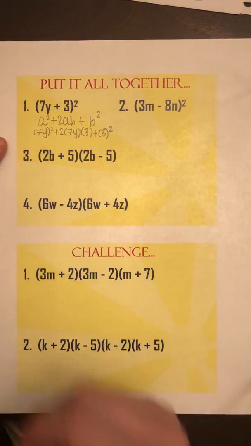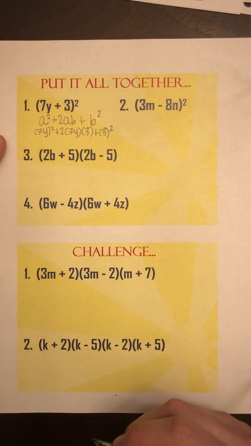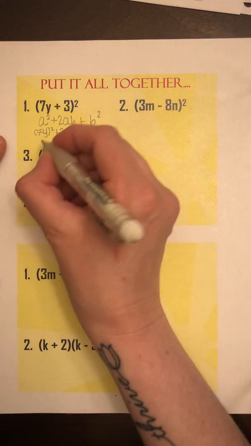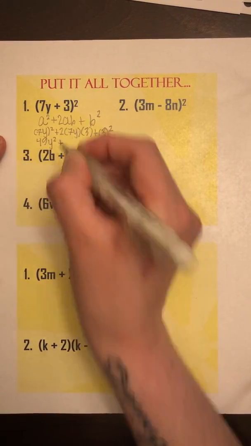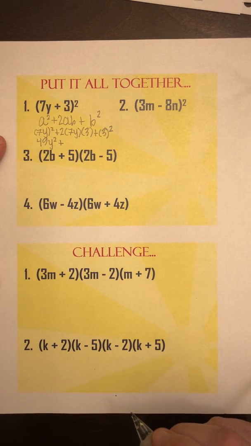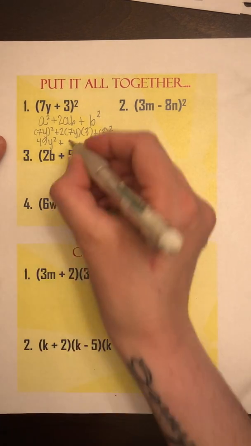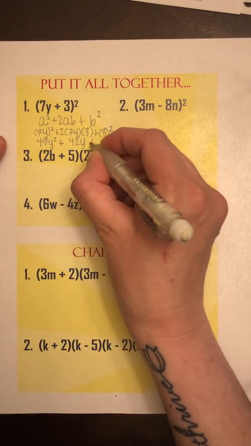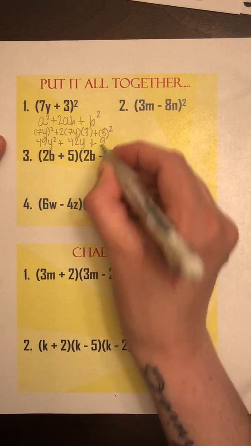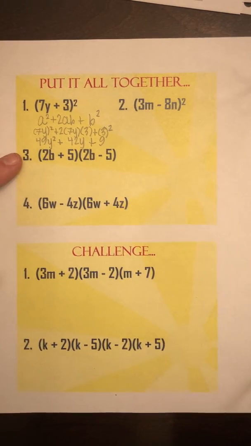So all I've done so far is plug my values into the pattern, and now I'm going to simplify. 7y to the second power turns into 49y squared. Then in the middle, we're just multiplying. 2 times 7 is 14. 14 times 3 is 42, and I still have a y with it, so 42y, plus 3 squared turns into 9. Done.